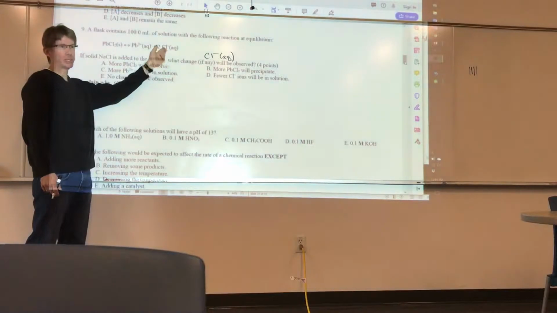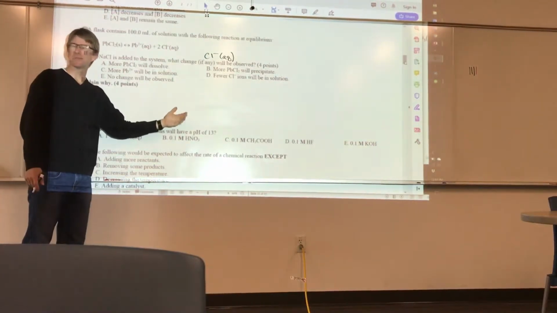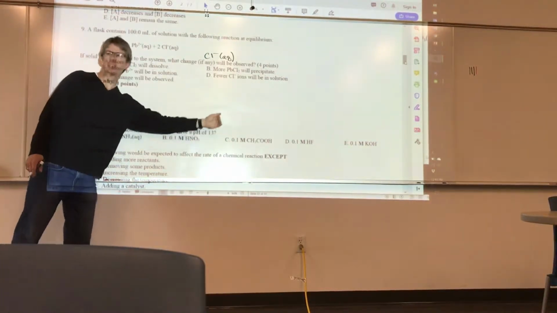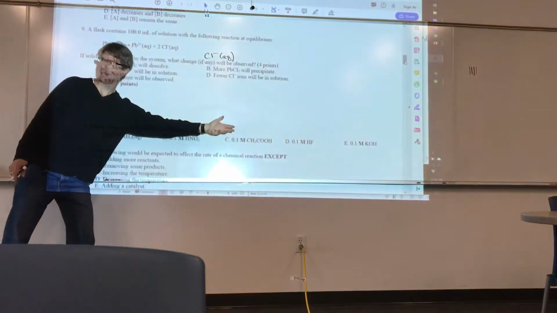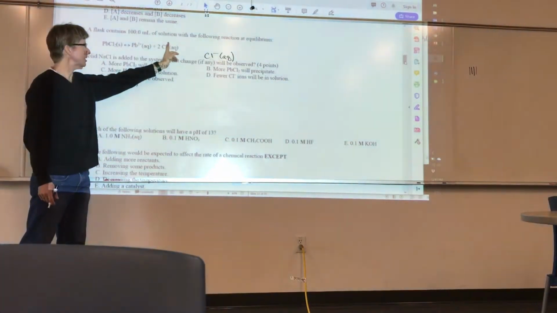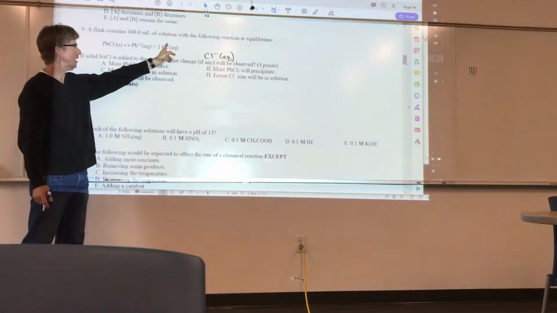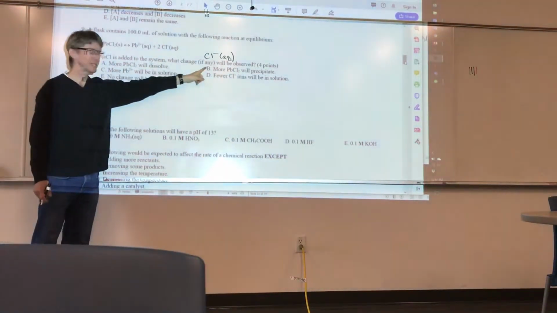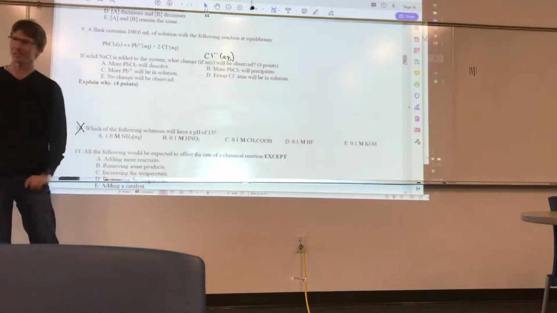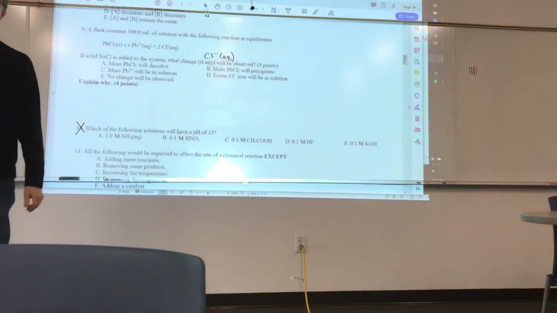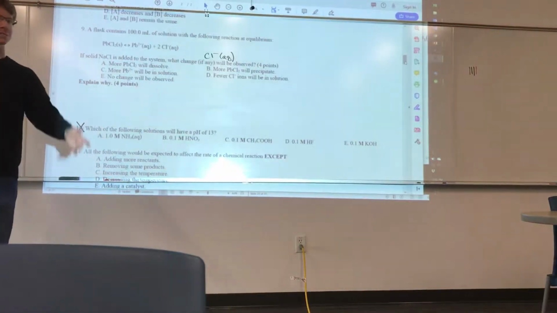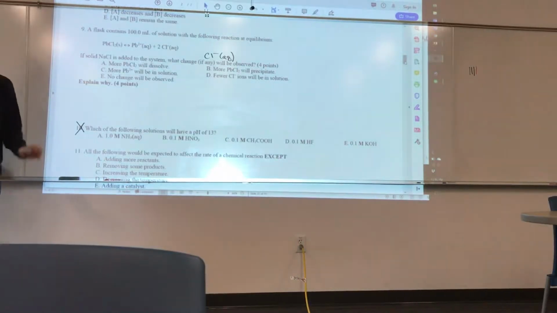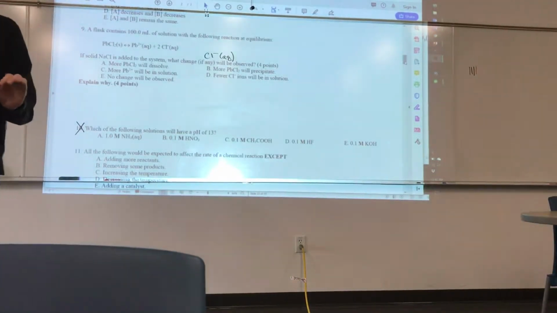At some point you could throw in, which increases the concentration of chloride ions, but you don't have to say that. Increasing the concentration or the number of chloride ions shifts this reaction to the left, which means more lead chloride will precipitate. So, does that answer your question about this? Yeah. That is a bread and butter type question.